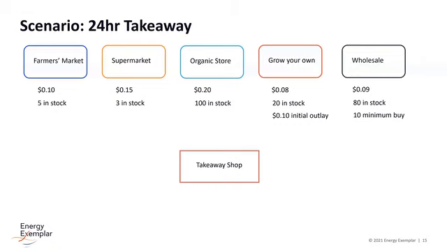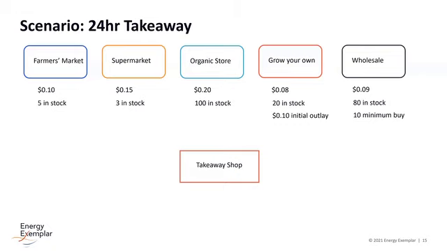Now, you could probably work it out with pen and paper, but hopefully you're starting to see why Plexos might be useful if you're starting to get these little subtleties which make finding the answer of the question, where do I get my potatoes from, a little bit harder.